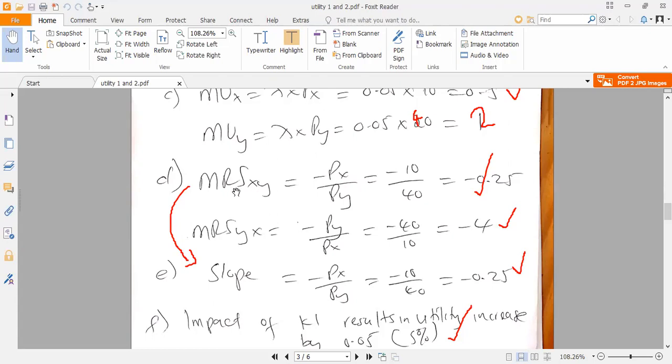The marginal rate of substitution: how many units of X can we substitute for Y? Since X is 40 kwacha, and Y is 10 kwacha, in short, 4 units of X will make 1 unit of Y. That's what it means. So 4 units of X make up a Y.